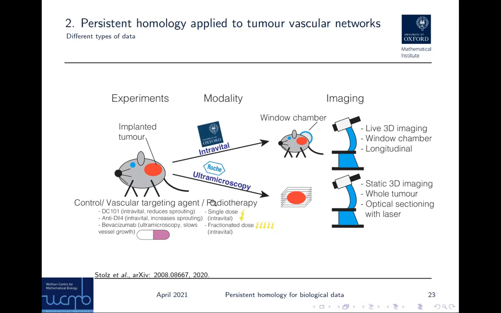And in addition, in the Oxford dataset, we also have treatment with radiotherapy. So we have one group that has been treated with a single dose of radiotherapy, and another group which has been treated with 5 small doses, so fractionated dose radiotherapy. So from the radiotherapy, we don't know how this affects the vasculature. So it's very interesting to see the results here.